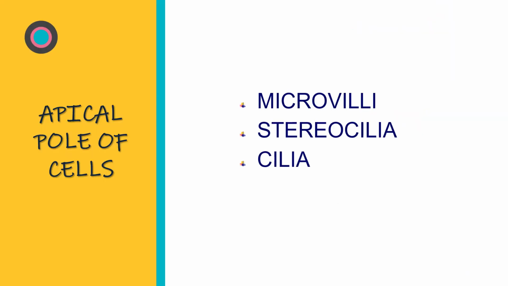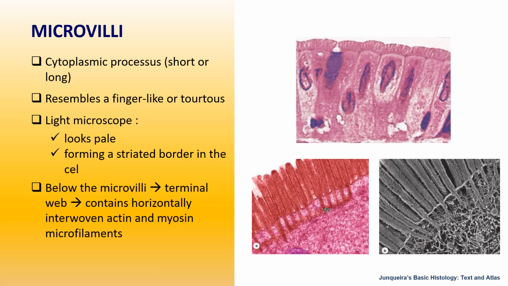In the apical of cells, there are three types of modification of apical cells: microvilli, stereocilia, and cilia. First, about the microvilli. Microvilli are cytoplasmic processes. They can be short or long, and resemble a finger-like shape. In the light microscope, microvilli look pale and form a striated border in the cells. Microvilli have a terminal web below them, containing horizontally interwoven actin and myosin microfilaments.